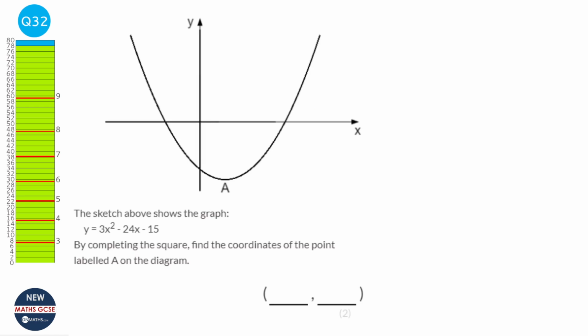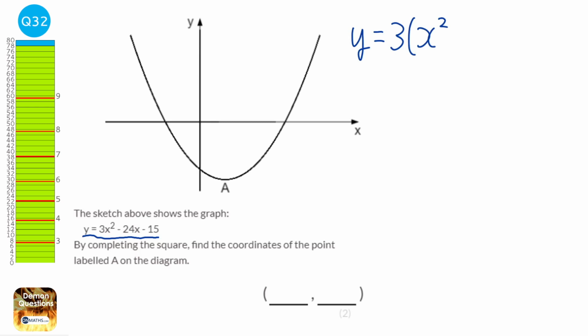So we're told to complete the square, so we're just going to get this equation here and complete the square for it. So the first thing I'm going to do is remove the coefficient of the x squared. So we want just x squared and so on. So I'm just going to make a set of brackets, and we're going to factorise 3 out of the x squared and the minus 24x. So that would be minus 8x. Then we've got the take away 15.